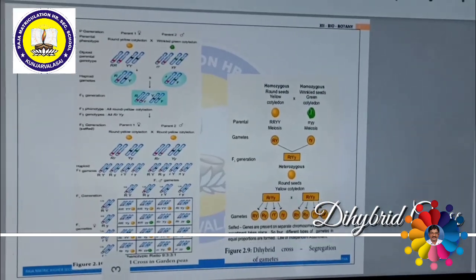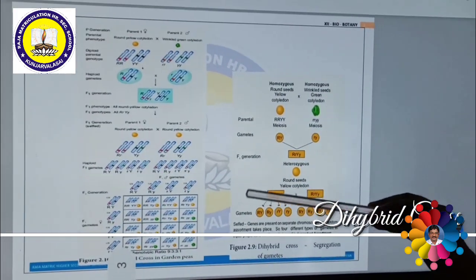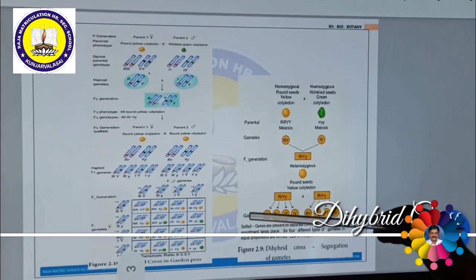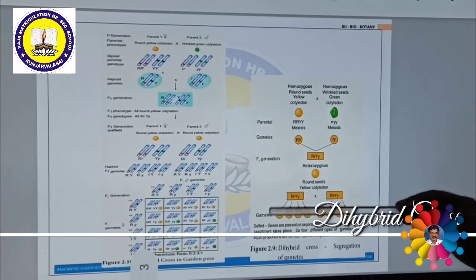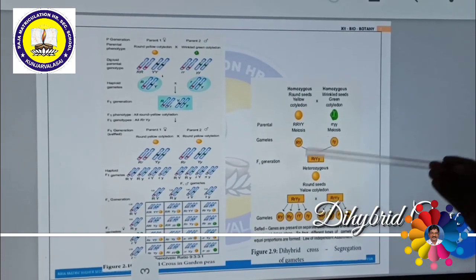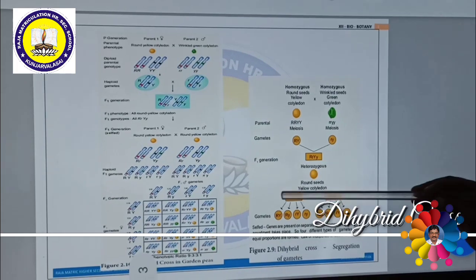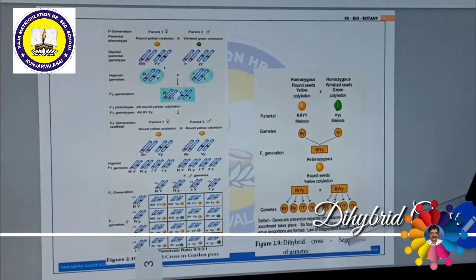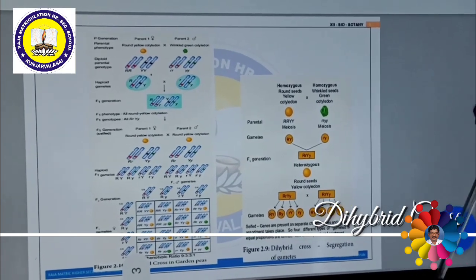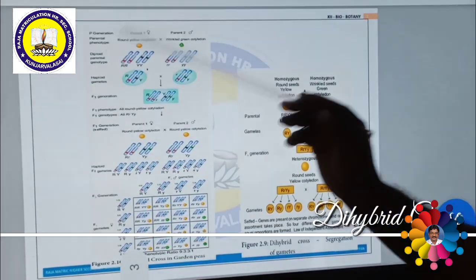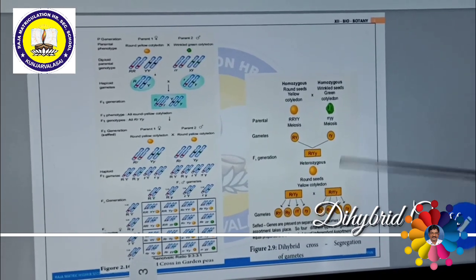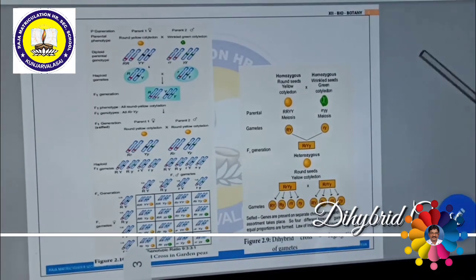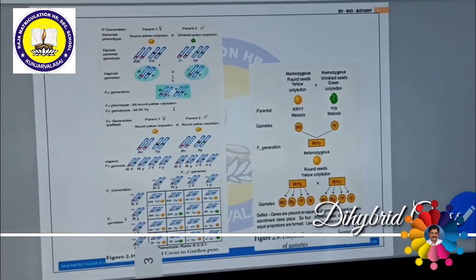So earlier I told you that 3 laws have been proposed by Gregor Johann Mendel. One is the law of dominance, another is the law of segregation, and the third is the law of independent assortment. Now we shall explain the law of independent assortment. The law of dominance and the law of segregation can be explained in a monohybrid cross itself, but the law of independent assortment can be explained only in a dihybrid or trihybrid cross.